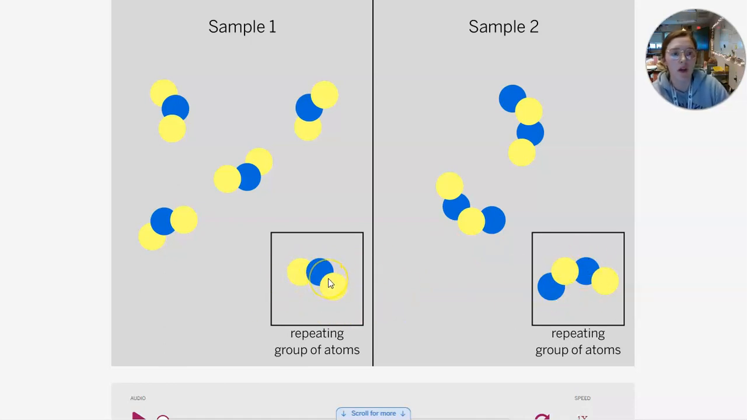Let's replace blue with oxygen. That'd be like saying this molecule has 1 oxygen, this one has 2. It's a different molecule.